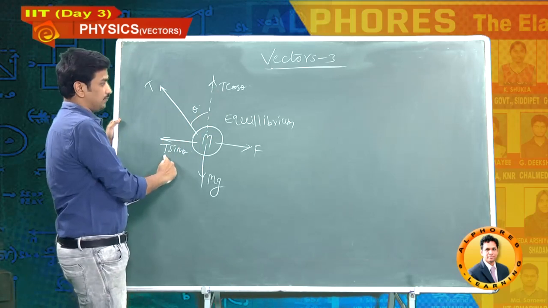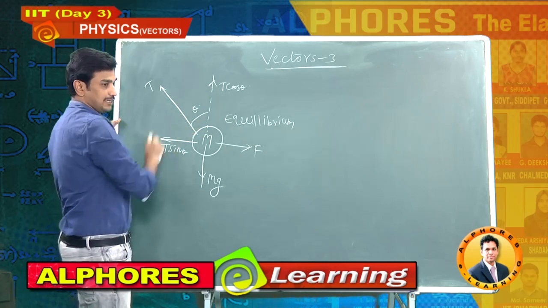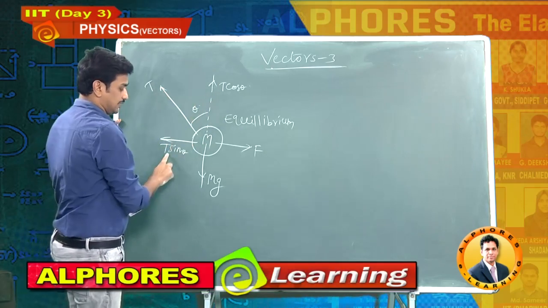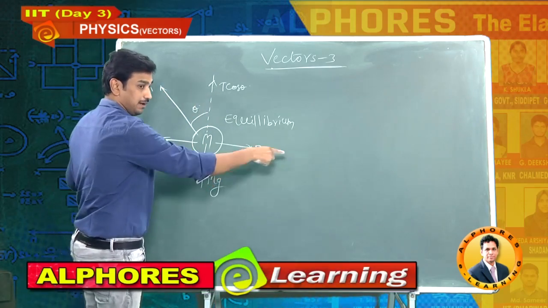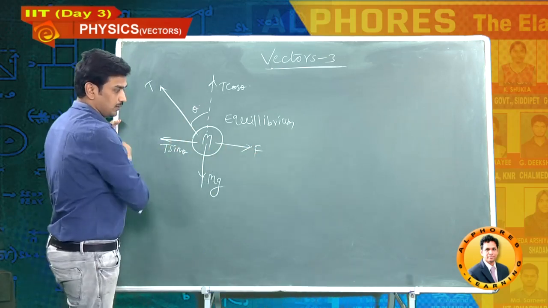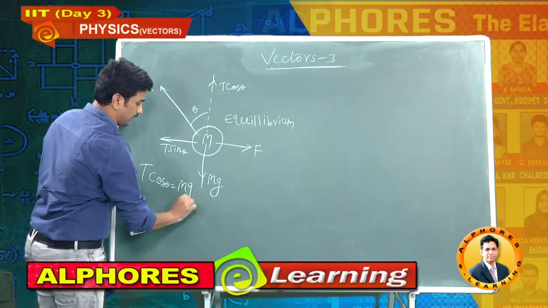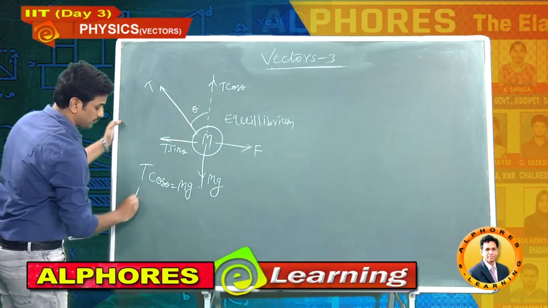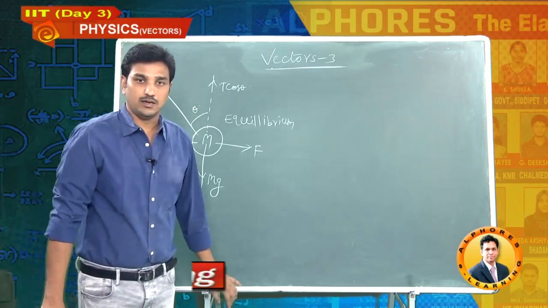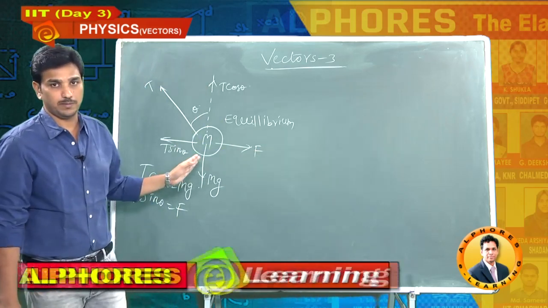Another one is T sin theta. The tension vector has two components, on two sides of the vector. T cos theta, T sin theta. F was already given in the question. These two are equal, these two are equal. Total force 0. T cos theta is equal to mg. T sin theta is equal to F. So here in equilibrium, horizontal forces are equal, vertical forces are equal.